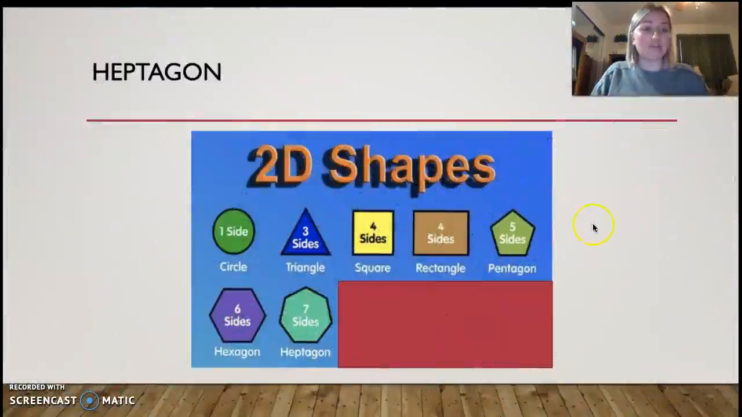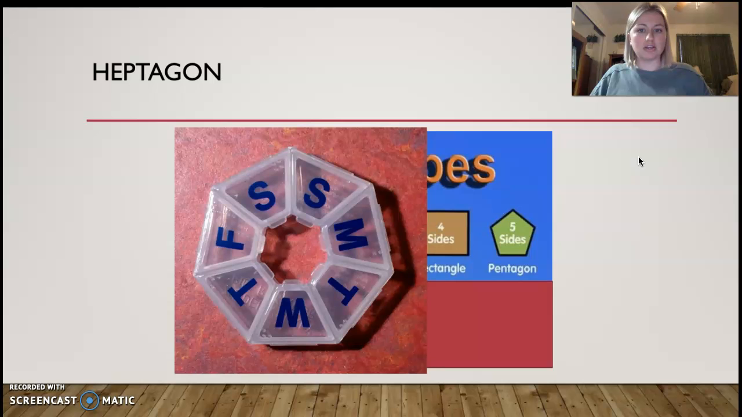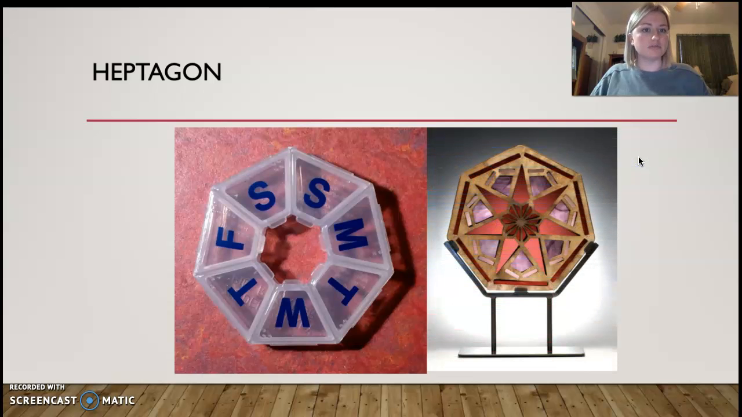Our next shape that we are going to look at is called a heptagon. A heptagon and a hexagon sound really similar, and they are similar because a heptagon only has one more side. A heptagon has 7 total sides. So let's look at some pictures and we'll count those sides.